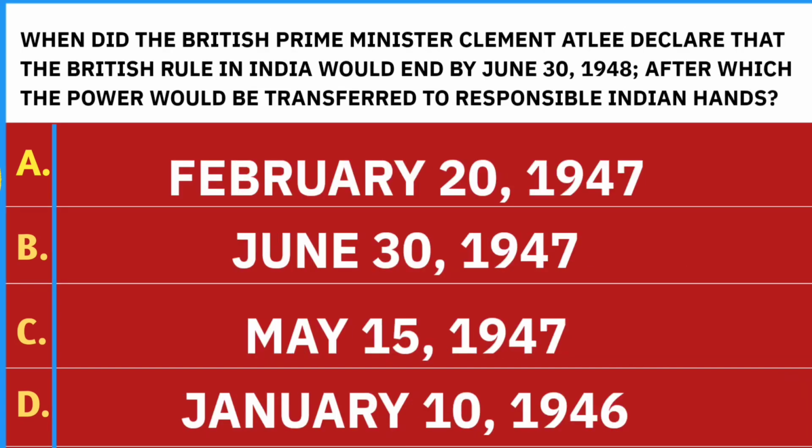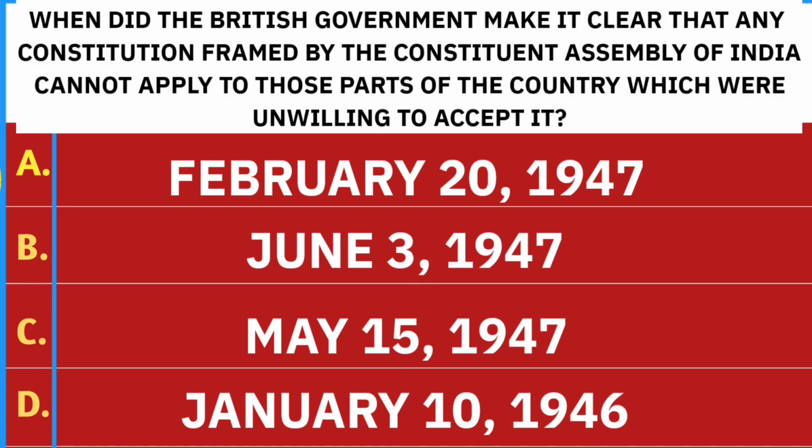When did the British Prime Minister Clement Attlee declare that the British rule in India would end by June 30, 1948, after which the power would be transferred to responsible Indian hands? The right answer is A. February 20, 1947.